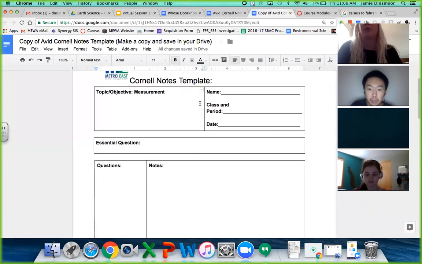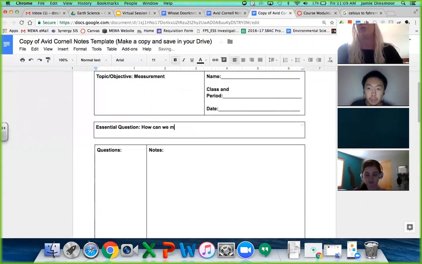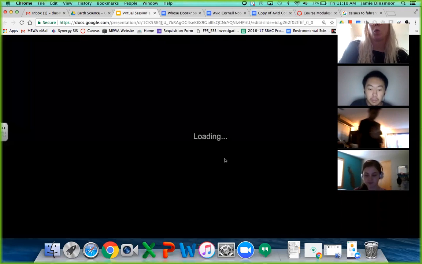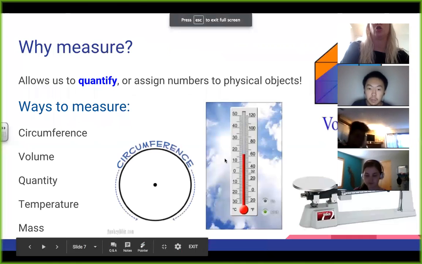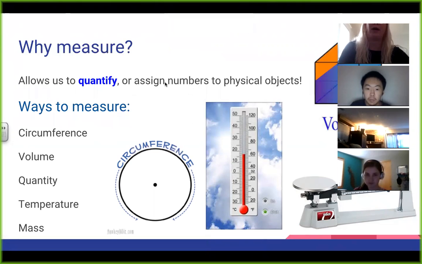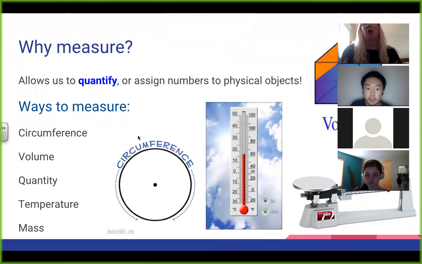You're going to be wanting to write your essential question here. So how can we measure the mass and volume of objects? So why do we measure, right? Why measure is something that you're going to write in that left column. And then in the right column, you're going to describe why we're measuring and ways to measure. So measuring allows us to quantify or assign numbers to physical objects, right? That's the definition or explanation that they provided in the lesson.